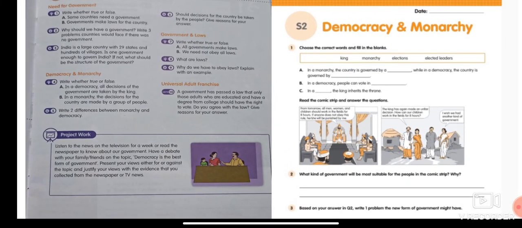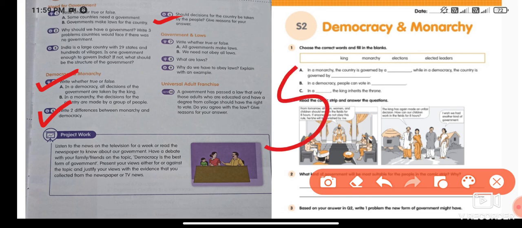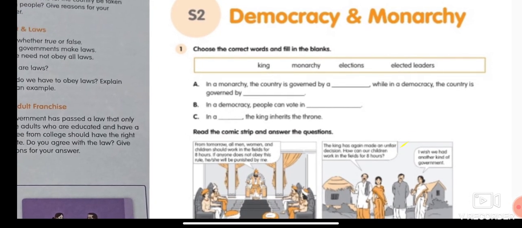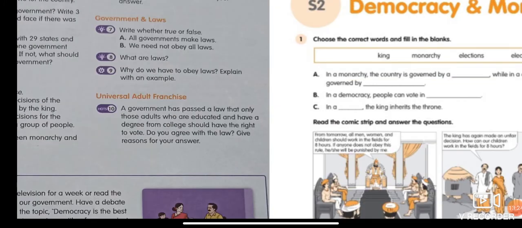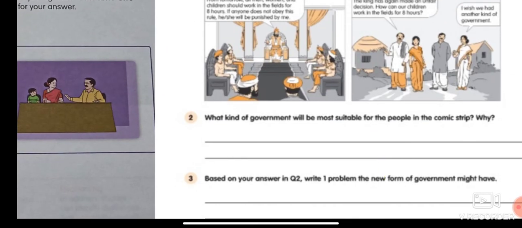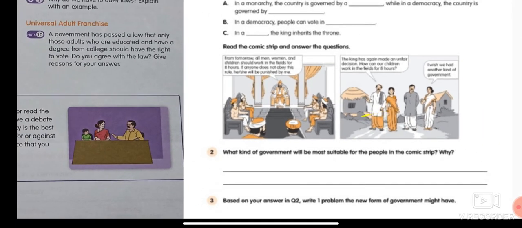Now, things to do: you have to complete your practice questions number 4, 5 and 6, along with worksheet S2. Choose the correct words and fill in the blanks. For this you have to choose from the given options, and then fill. For questions number 2 and 3, you have to read the comic strip and answer the given questions.